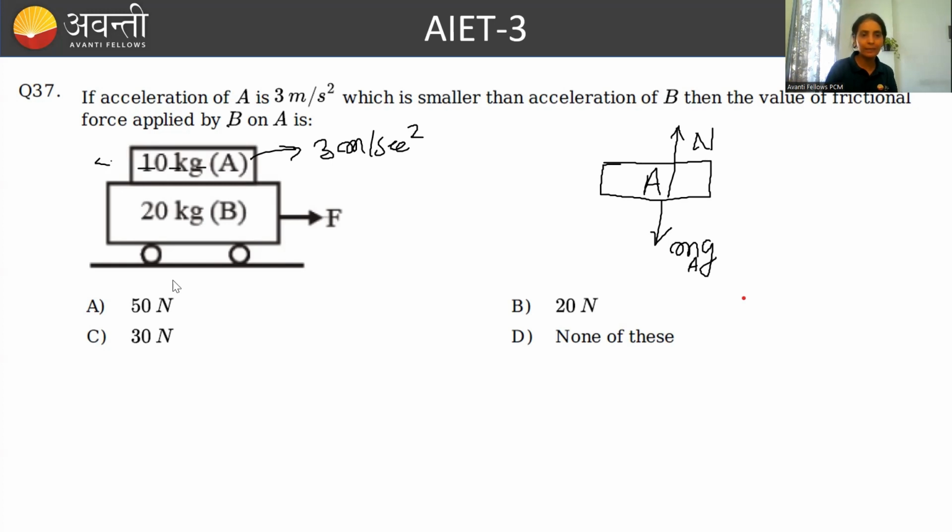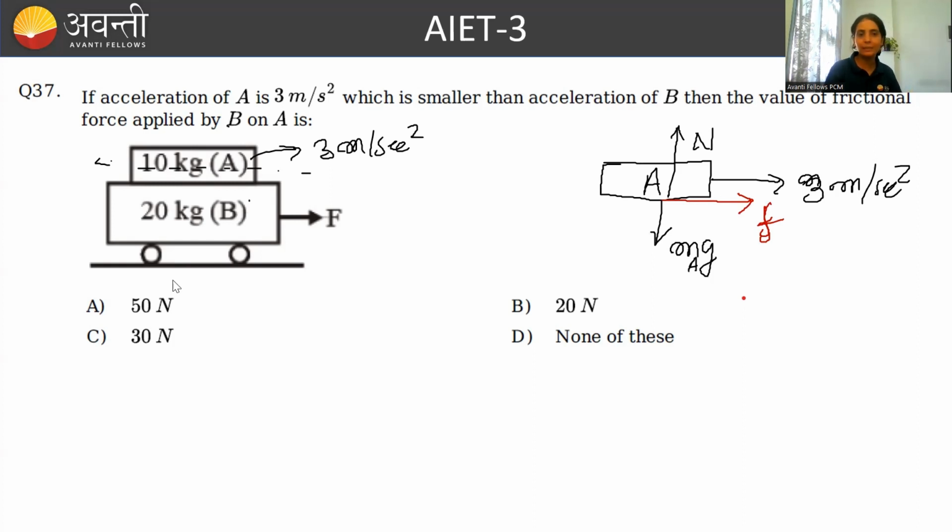Here, this body has an acceleration of 3 meter per second square in this direction. So in this direction, some force must be acting, which will provide it acceleration. And there is only one source of force acting here, that is the friction force acted by B on A. So friction from B will act on A, and its direction must be along the direction of acceleration. So friction should act in this direction. Here you see friction is supporting A in accelerating.